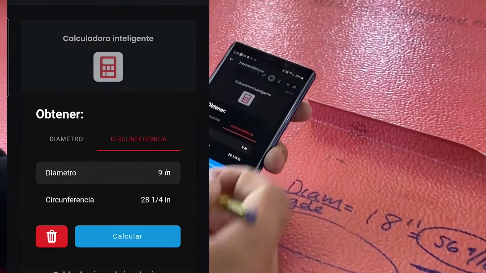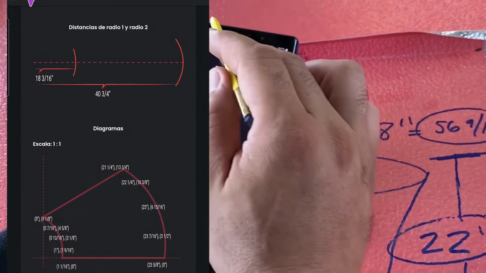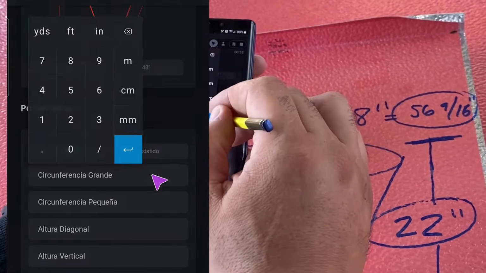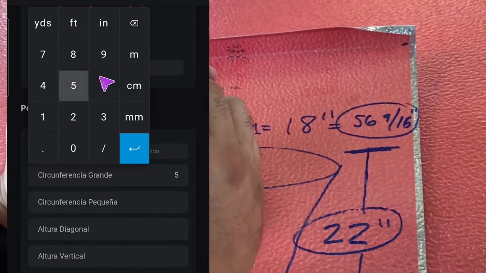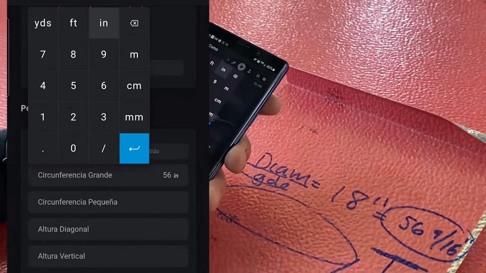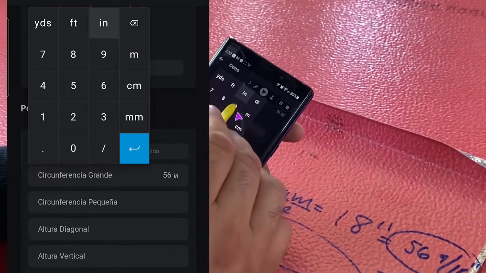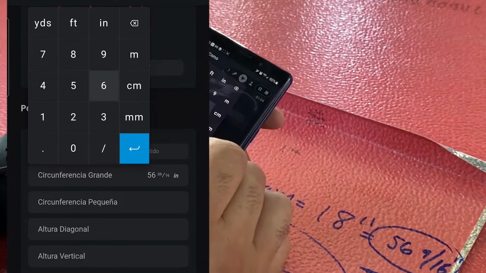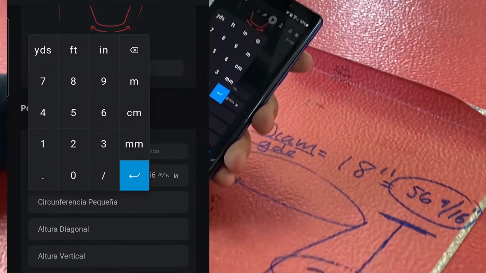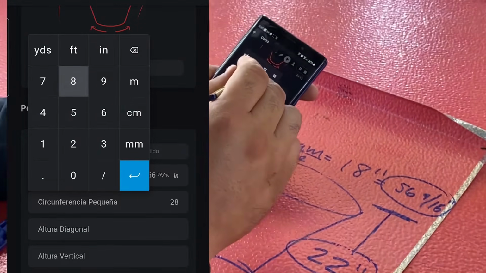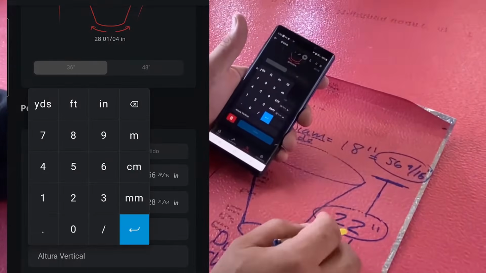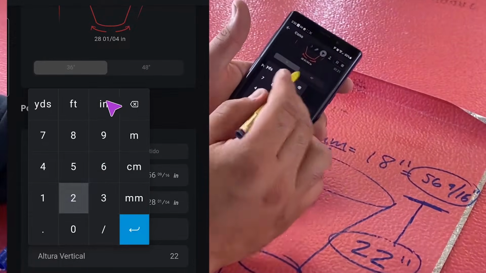In the app, we'll go to Patterns and search for cone. And we're going to put the data. In large circumference, we had 56 inches. Remember to select inches in the app and 9/16 inches. We tap Enter. In small circumference, we put 28 inches and 1/4. In vertical height, we put what we wrote here, 22 inches.